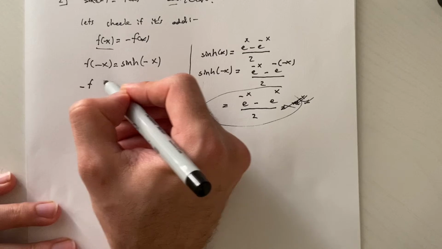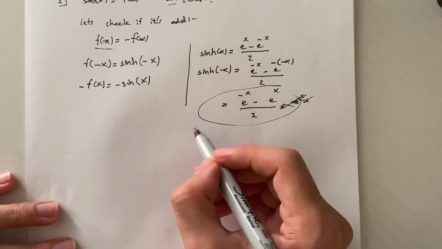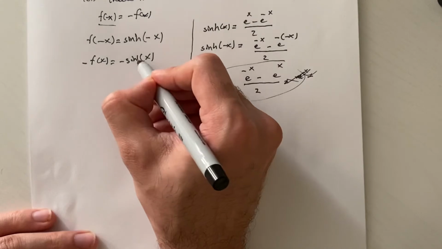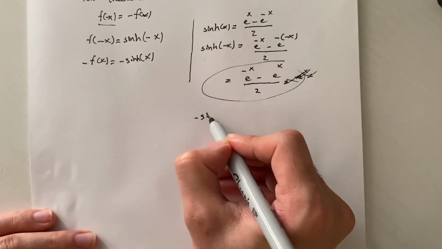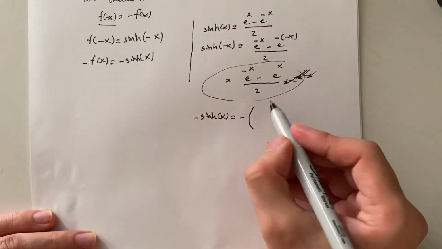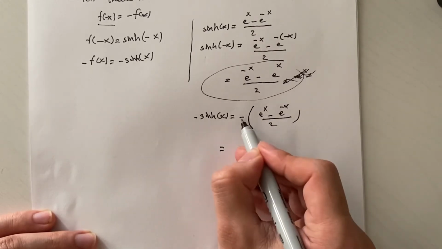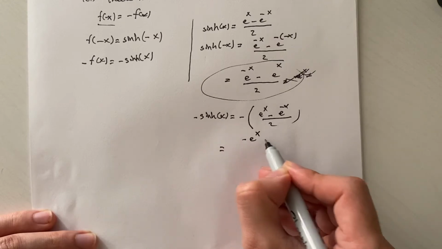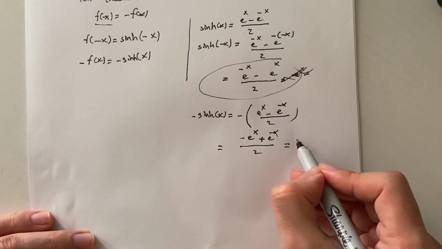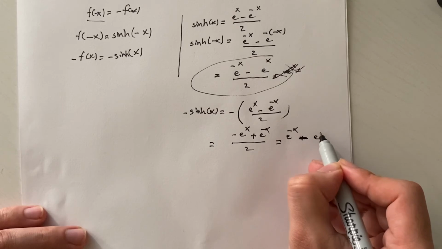Now I want to find the other term, which is negative f of x, which is negative sinh of x. I want to use the definition of sinh to find out whether that is the same as the first term. So negative sinh of x is going to be negative times the definition of the sinh function. And then I'm going to multiply the negative sign into what's inside the parentheses, and flip the order to negative e to the x and e to the negative x.